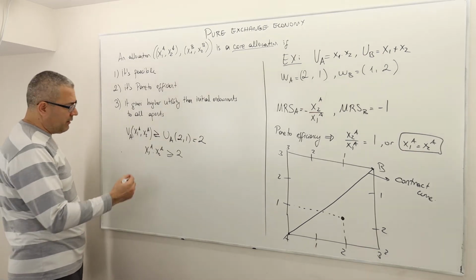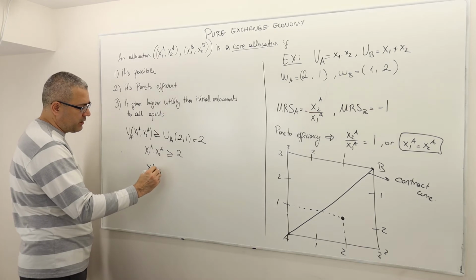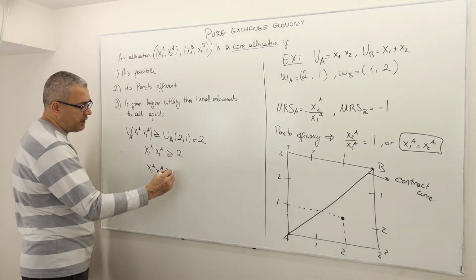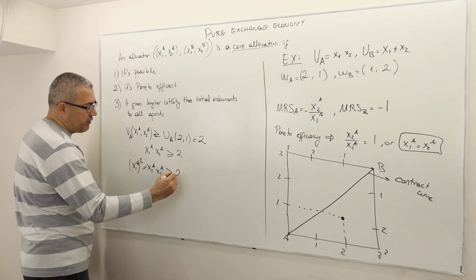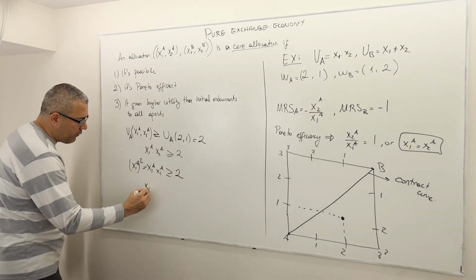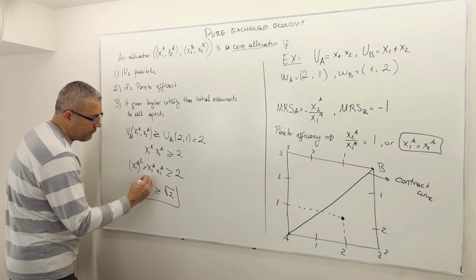Don't forget, Pareto-optimal allocations must satisfy x1A equals x2A. So whenever you see x2A, you can just write x1A. So x1A times x1A, which is x1A squared, has to be greater than or equal to 2. Therefore x1A should be greater than or equal to the square root of 2.